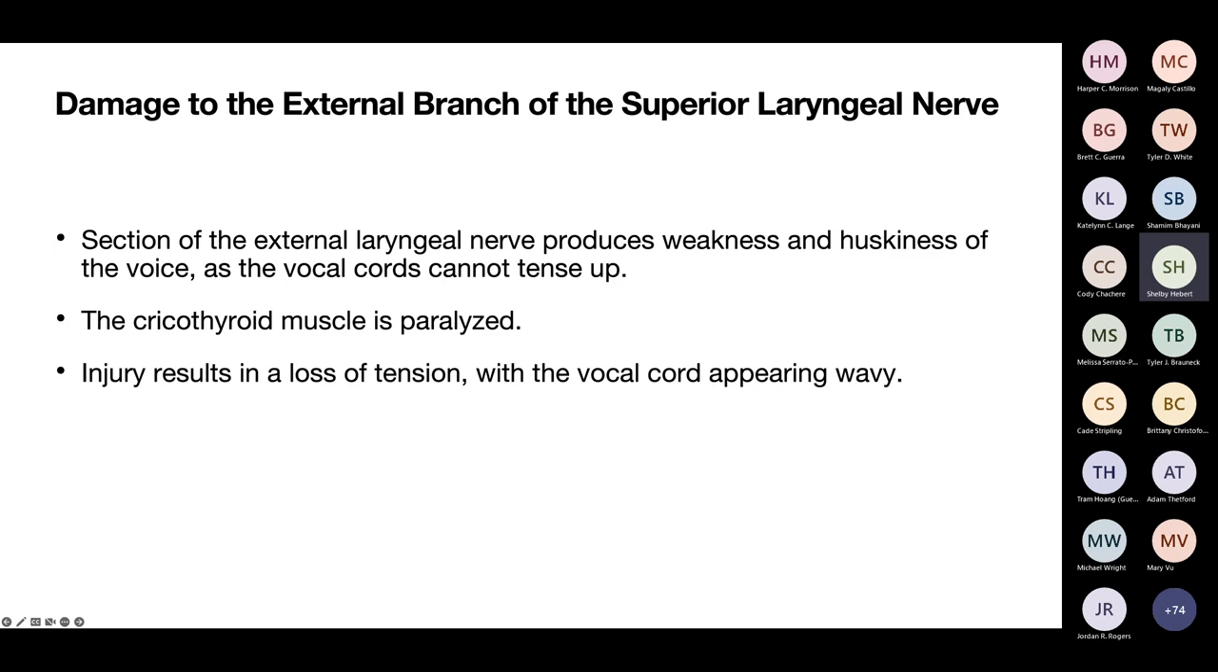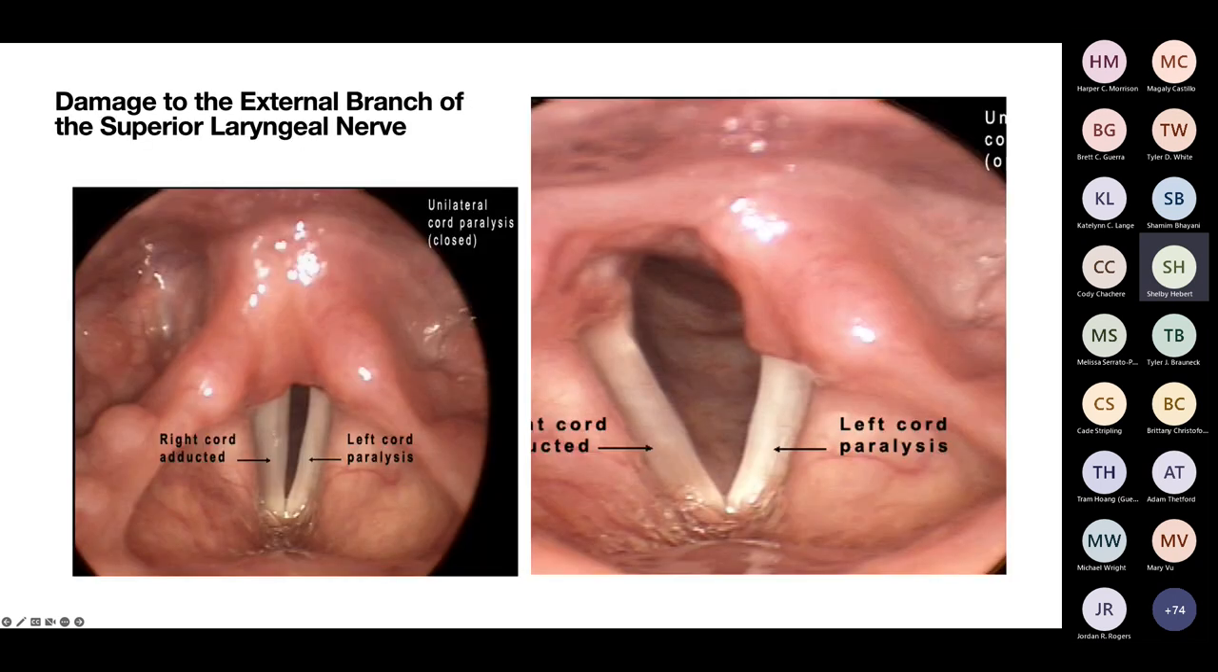And as a result of that, if you actually look at the vocal cord, because remember I told you guys sometimes we'll go in and look at these beforehand, you'll see that the vocal cord can't tense up. So think about a wavy vocal cord, or it just doesn't feel very tight. And I've got a couple pictures we're going to look at next. But this just shows you what's going on here.